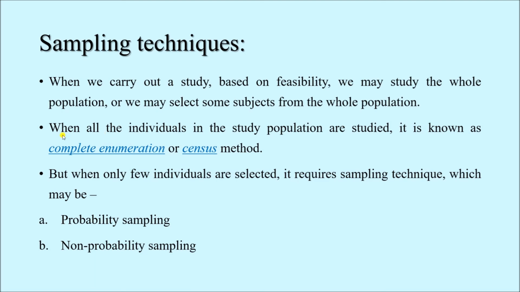Whenever we are considering all the individuals in the study population, it is known as complete enumeration or the census method. So this is not a true sampling method, because we are not collecting a representative part of the population; we are taking the whole population. But when only a few individuals are selected, that means when we are collecting a sample from the whole population, then we can have either probability sampling or non-probability sampling.